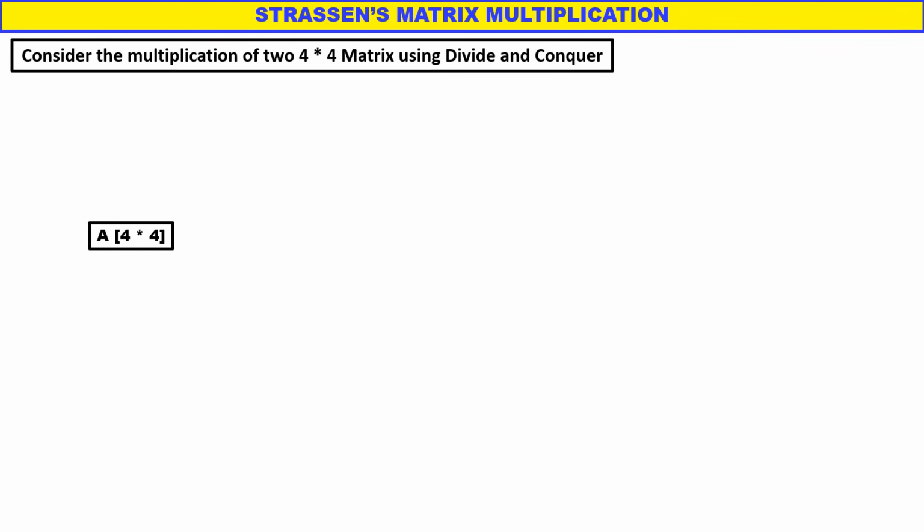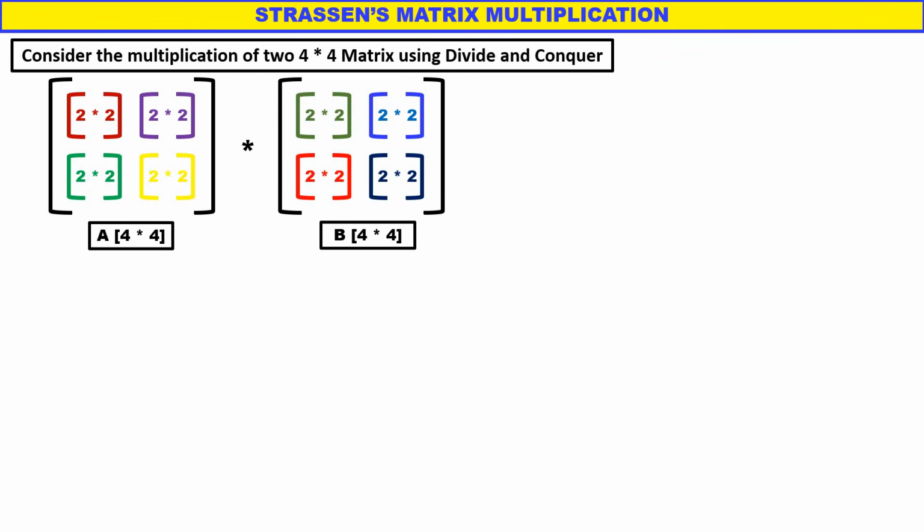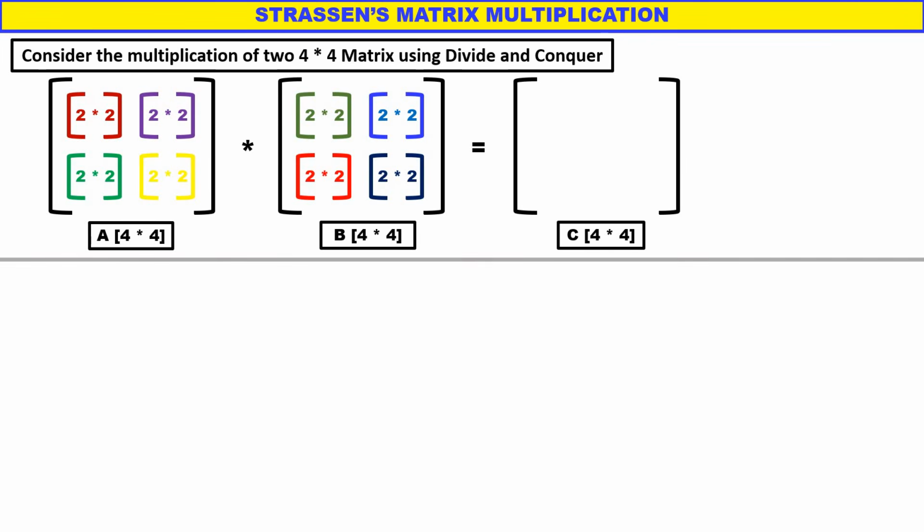So let us take a 4 cross 4 matrix. This is the first 4 cross 4 matrix. This is the second 4 cross 4 matrix. Now carefully understand, here we are not multiplying individual elements, rather we are multiplying 2 cross 2 matrices. So how does it happen? Let us see through demonstration. See, we are taking a 2 cross 2 matrix and multiplying it with another 2 cross 2 matrix of the B array.